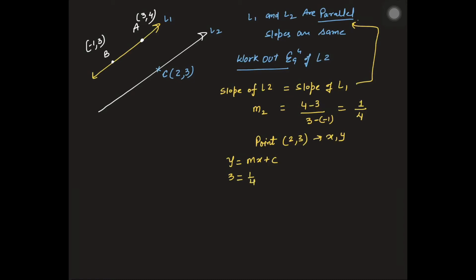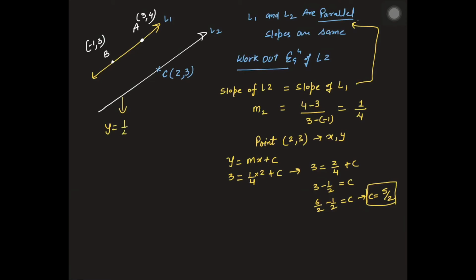So 3 equals to 1 over 4 times 2 plus c. If you simplify, you will definitely get your c. So let me simplify 3 minus 1 over 2, because 2 over 4 can be simplified as 1 over 2, and 3 minus 1 over 2 can be written as 6 over 2 minus 1 over 2, or directly you can write c equals to 5 over 2 or 2.5. So the equation will be y equals to 1 over 4x plus 5 over 2. Again, you can verify using Desmos or other software.